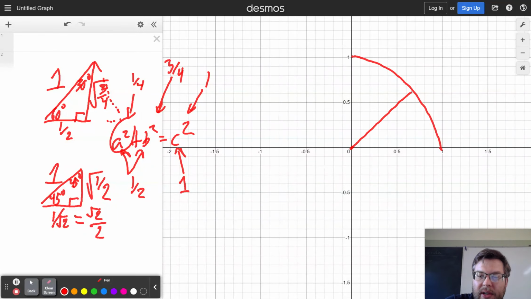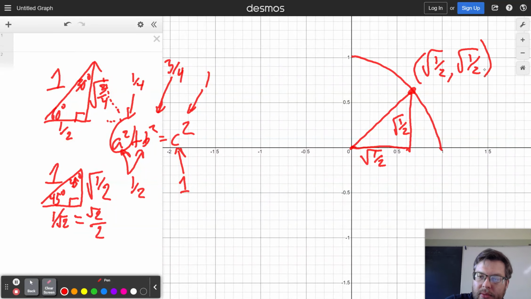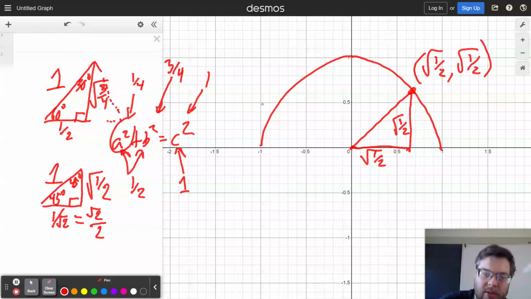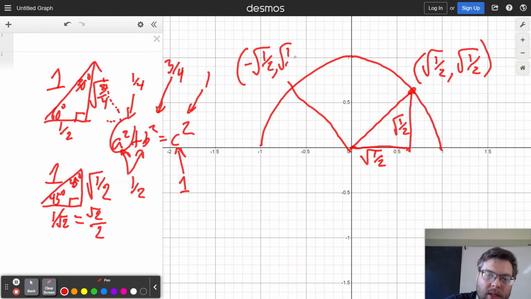So let's start with the 45-degree one. If I look at the 45-degree angle, the lengths of the triangle are the square root of a half. And because that's how long the triangle is, that means my x and y coordinates are both square root of a half. So that's it for the 45-degree angle. If you had to go to quadrant 2, all you would do for the 45-degree angle is keep the same numbers, but you just make the x value negative because you're in quadrant 2.